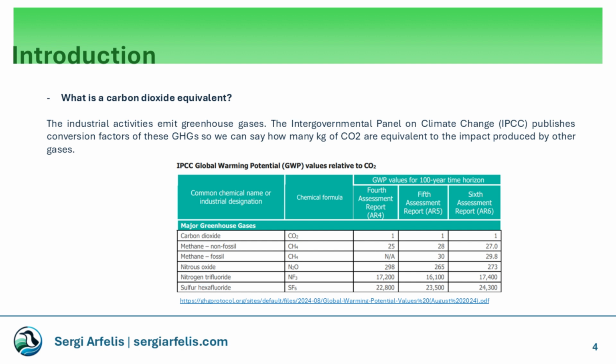For example, methane has a GWP of about 28, meaning it is 28 times more powerful than carbon dioxide in warming the planet. To calculate the carbon dioxide equivalent, you multiply the amount of each greenhouse gas by its global warming potential. This way, all emissions can be added up and reported as a single, comparable number, making it easier to understand and communicate the total climate impact of a product or activity.